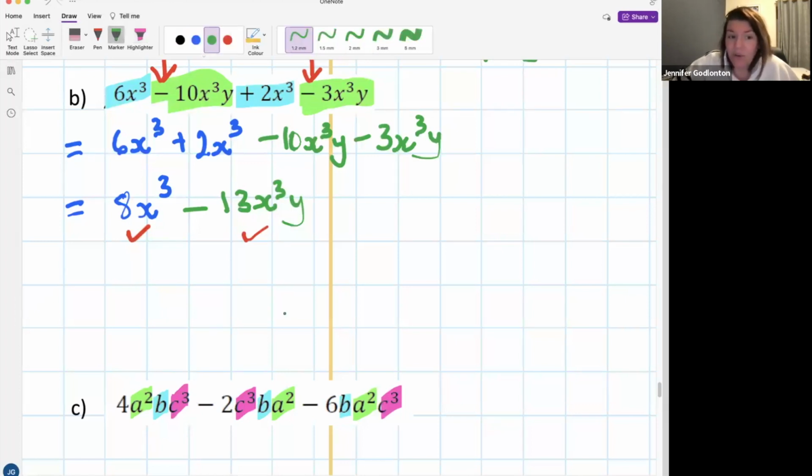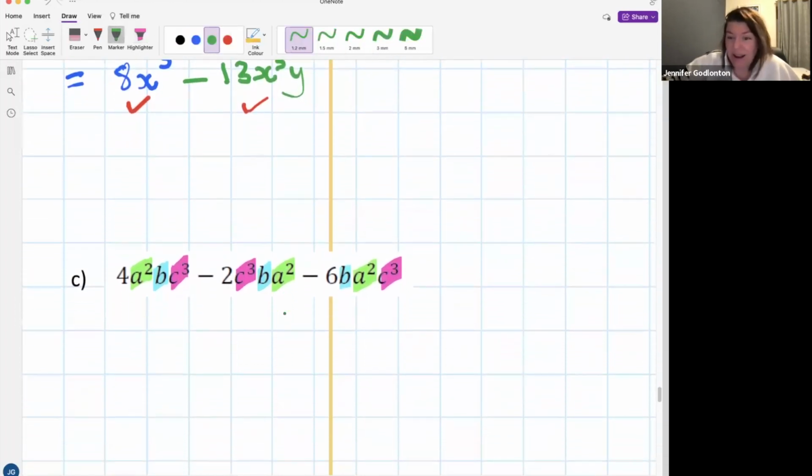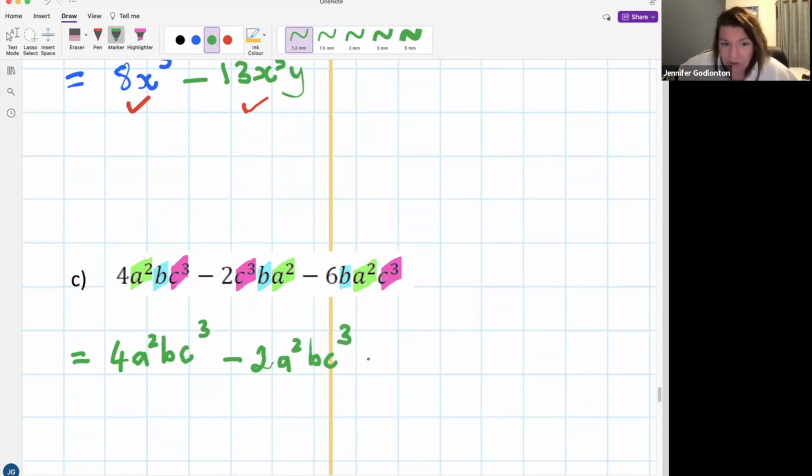So what I can do from here is I can actually just rewrite it, and I'm just going to write them all in order to make my life a little bit easier. So I'm going to say 4a squared bc cubed minus 2a squared bc cubed minus 6a squared bc cubed. And then I can just work it out from there.